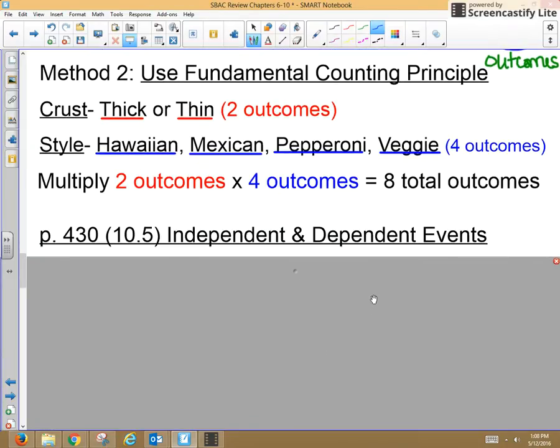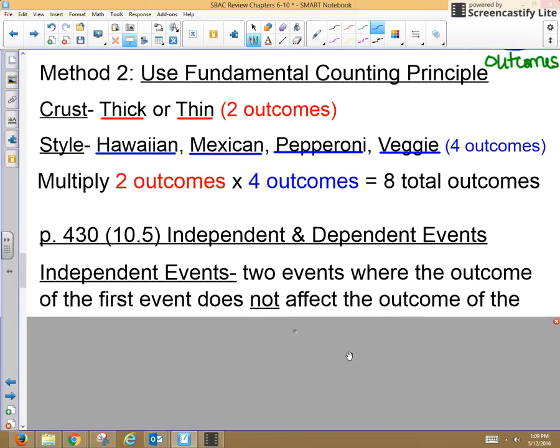Once you have that written down, let's move on to lesson 10.5. This is on page 430. There are a total of 7 sections, so make sure you follow along. And if you have any questions, we can go over them on Monday. So 10.5 is on independent and dependent events.